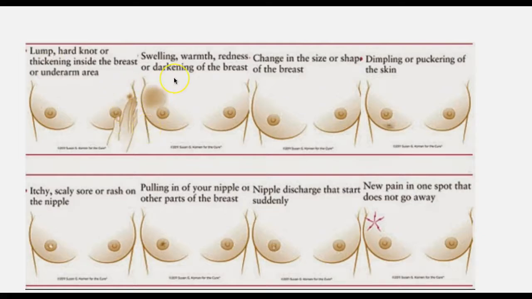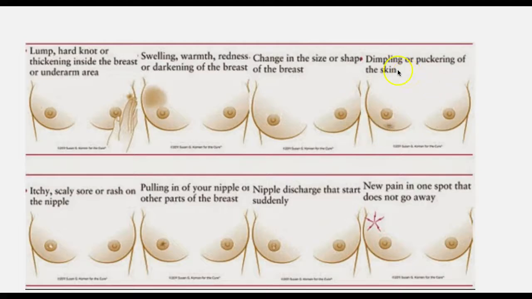Any kind of swelling, warmth, redness, or darkening of the breast should certainly be investigated. Change in size or shape of the breast. And the key word here is change. If somebody already has asymmetry and has, all his or her life, then it's not something that we would be concerned about. But a change where it was not asymmetrical before should warrant an investigation of some sort or assessment.